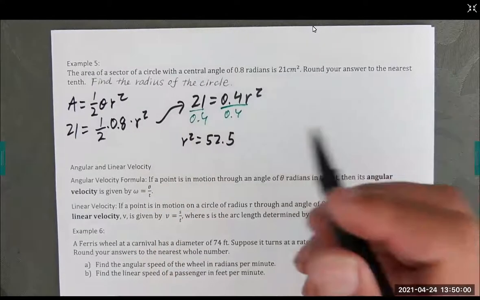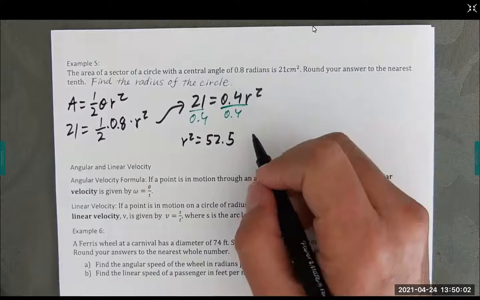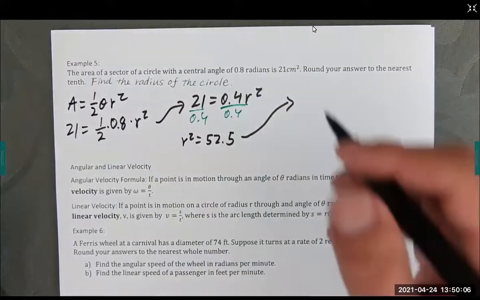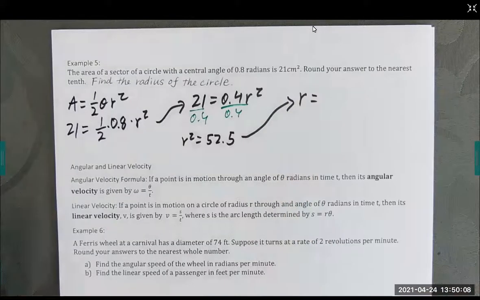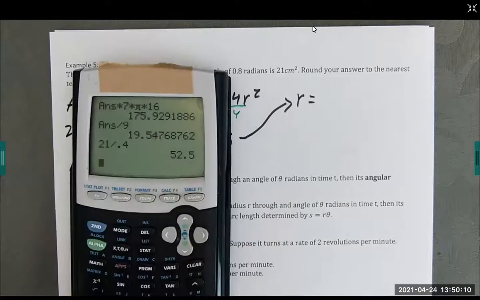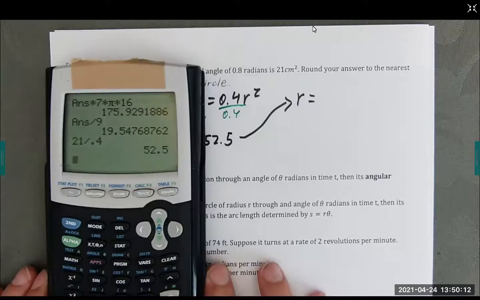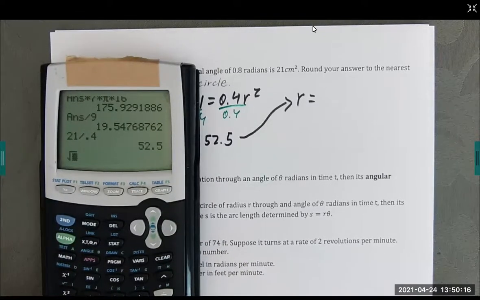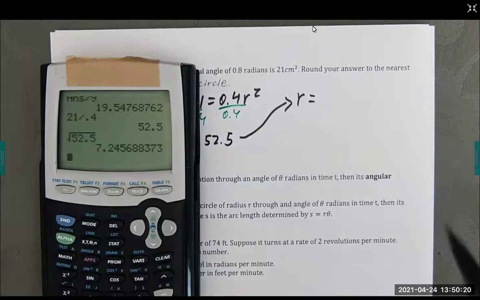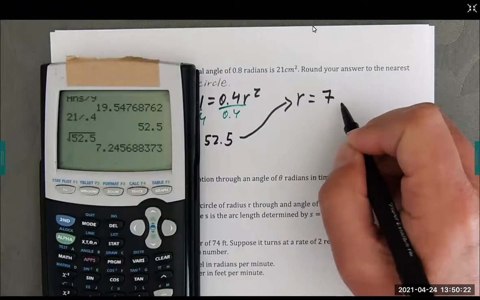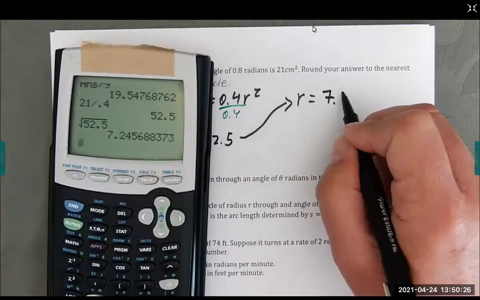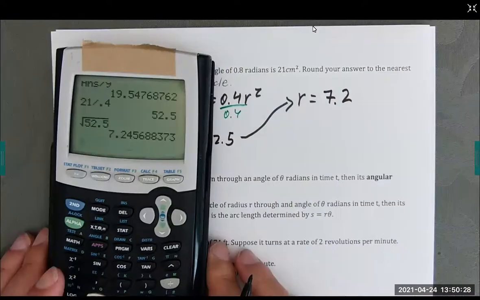Now I have to take the square root of that. So r, we're going to say r is always positive, so we don't need to do the plus or minus there. So 52.5, square root of that gives us about 7 point, and they want us to round to the nearest tenth, 7.2, and the unit on that is going to be centimeters.